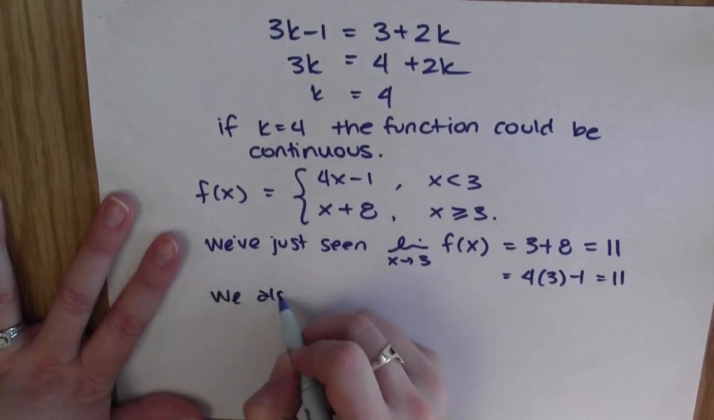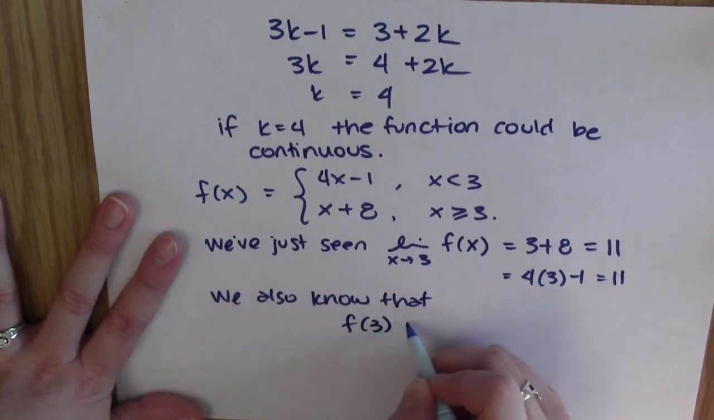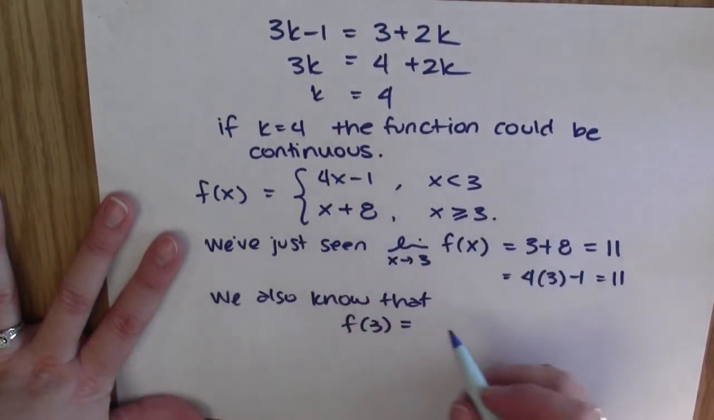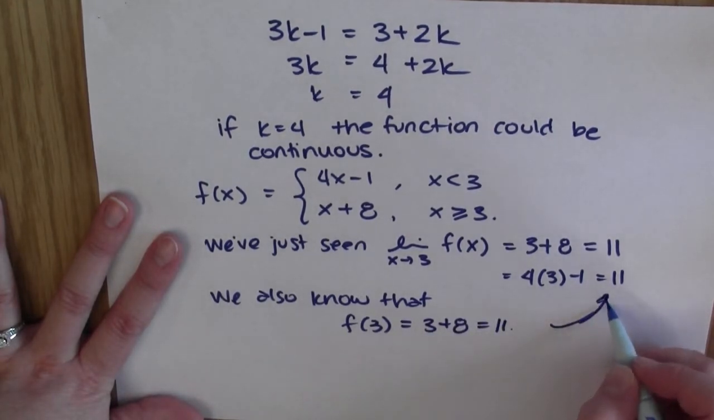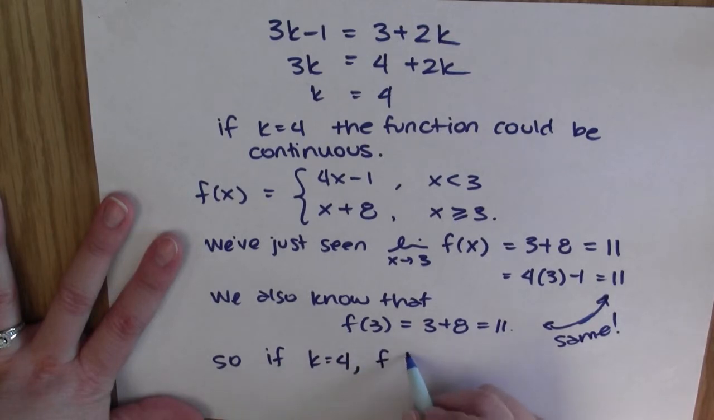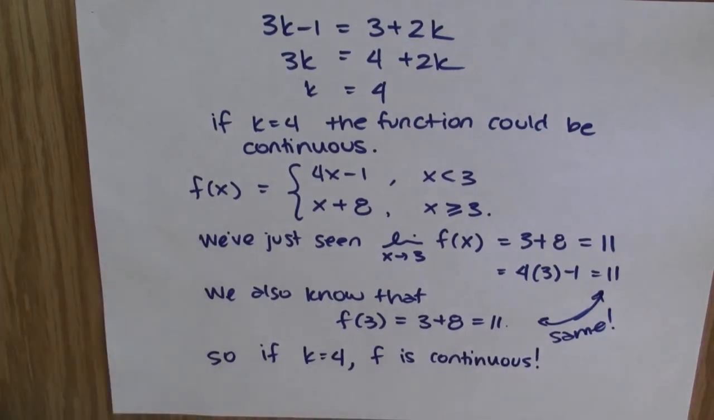We also know that f of 3, well, I come over here to my piecewise function. 3 is included on the bottom part here, so that's 3 plus 8 equal to 11. These guys are all the same. So if k equals 4, f is continuous. If k is not equal to 4, then we don't have that these left and right hand limits are the same. So in that case, the function is not continuous.